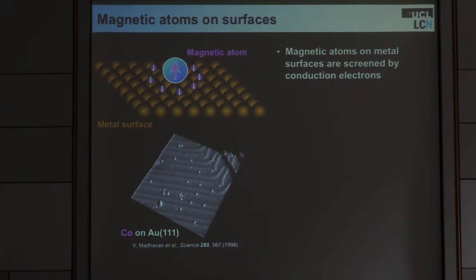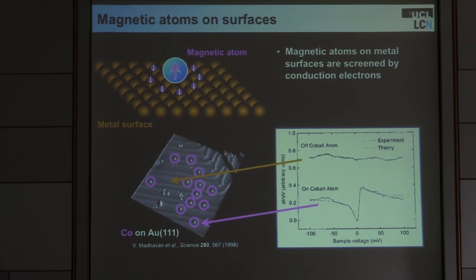So what did they do here? They deposited individual cobalt atoms on a gold surface. Each of these little circles is a single cobalt atom. They then went off and did standard density of states spectroscopy measurements. So if you measure dI/dV versus voltage, now notice that this is a much larger energy scale. This is plus or minus 100 millivolts.